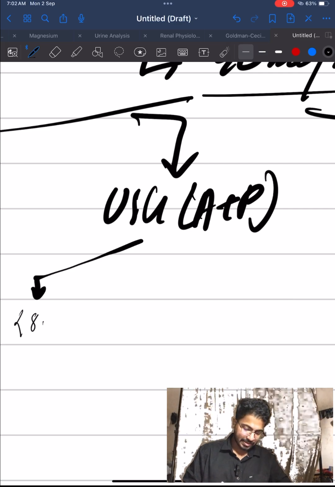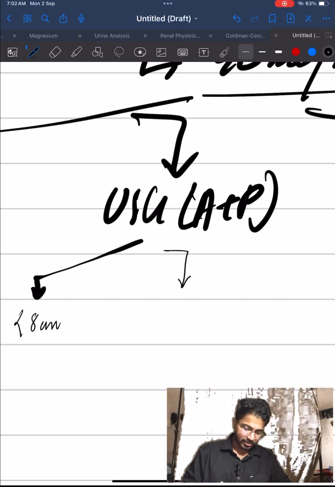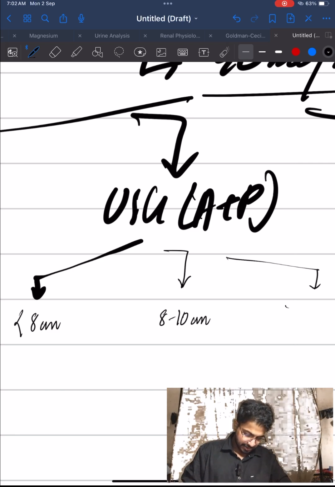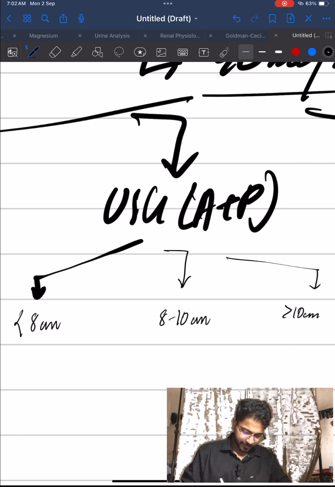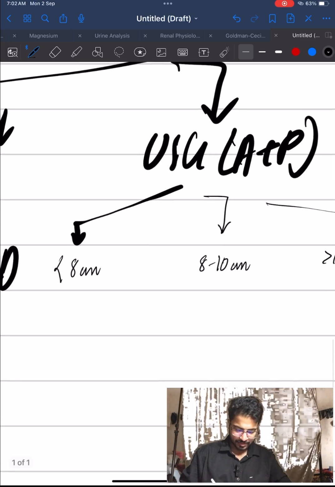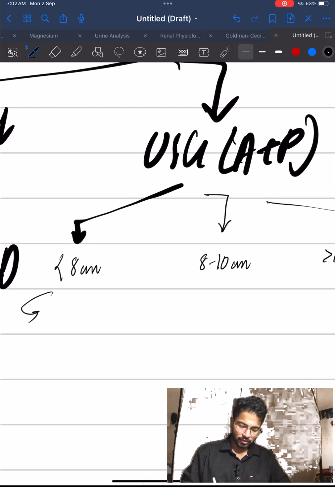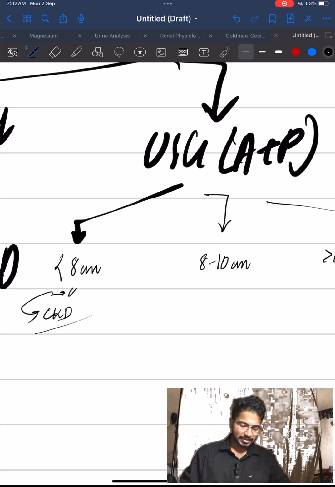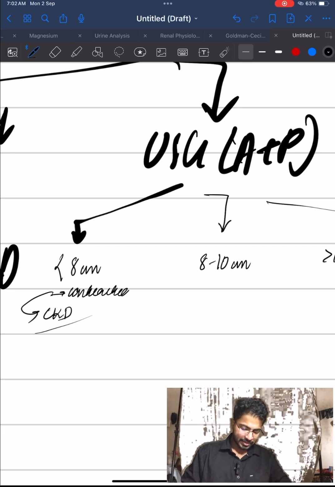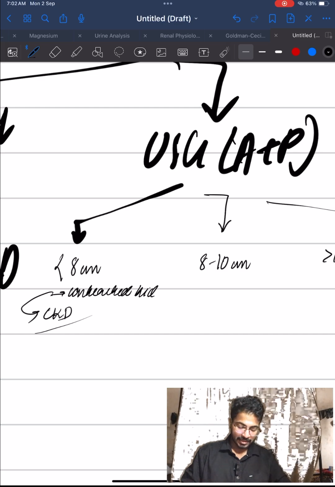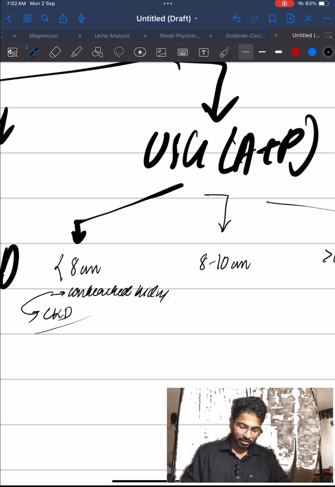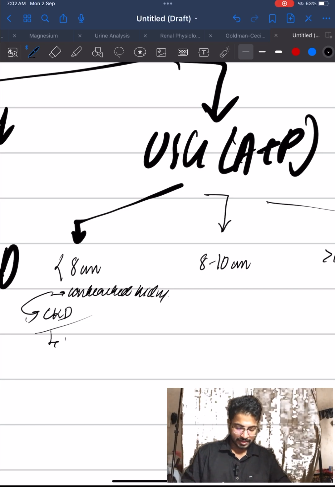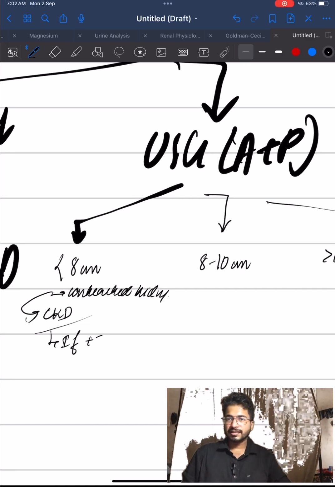What is the significance? We look at the kidney size of this patient. The size of the kidney can be less than 8 centimeter, 8 to 10 centimeter, or more than 10 centimeter. Less than 8 centimeter is a contracted kidney, which is equal to CKD. Less than 8 centimeter contracted kidney is seen in CKD. So why is it contracted?